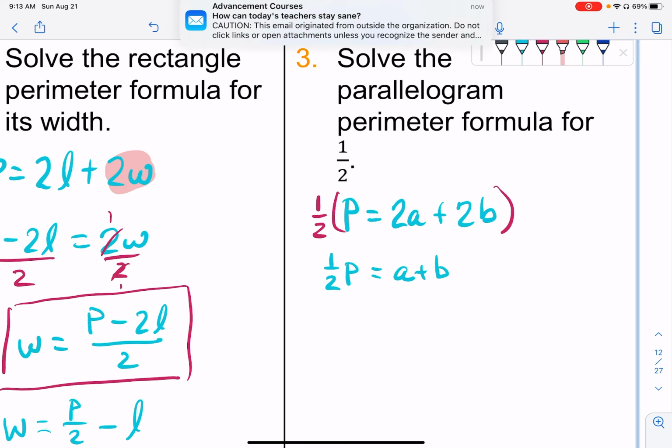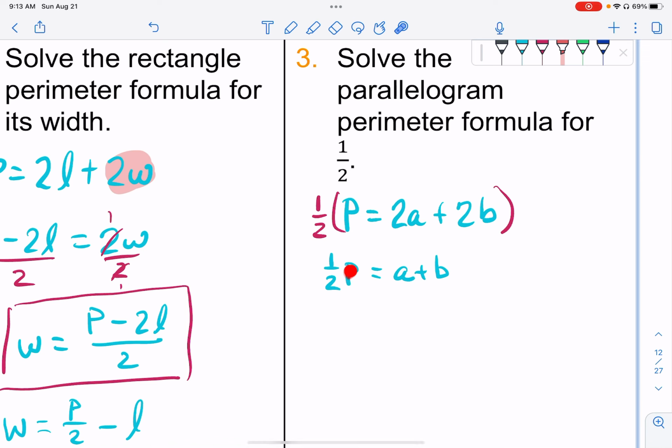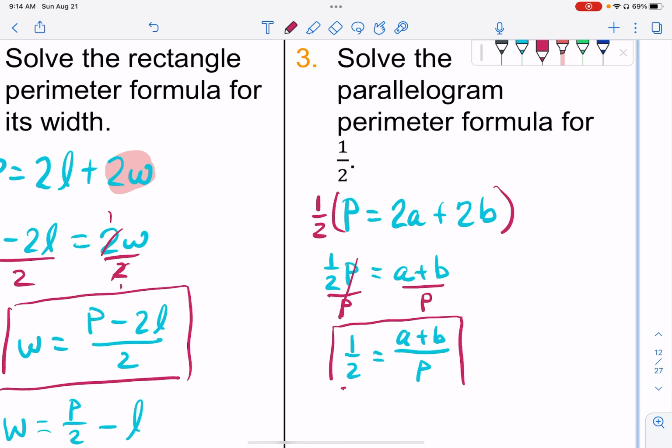All right, and we are almost there. I just need to get rid of this P. The P is currently multiplying times the 1/2, so I just need to divide it over to the other side. Divide by P, divide by P. My P's will cancel. That's a fancy 1, P divided by P. And then I'm left with the 1/2 that I needed. So 1/2 is equal to A plus B all over P. Weird, and essentially there's no real reason to have to do this. It's just that you are practicing your algebraic skills on a much, much higher level.